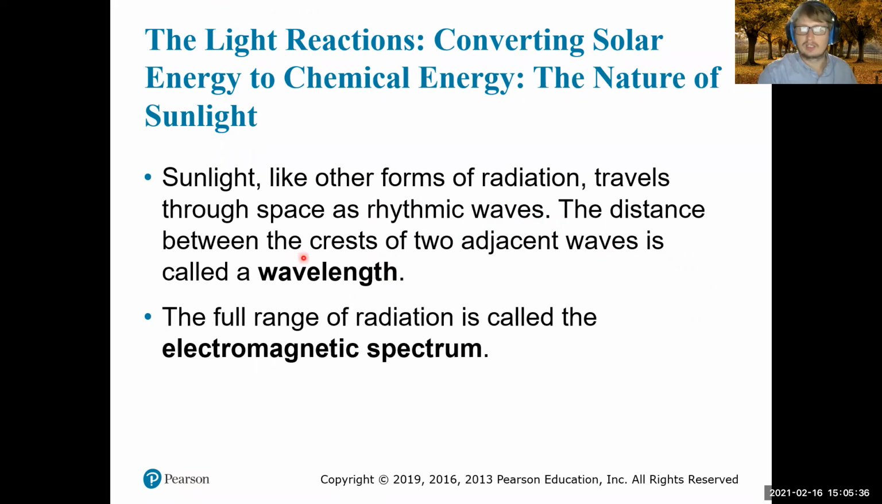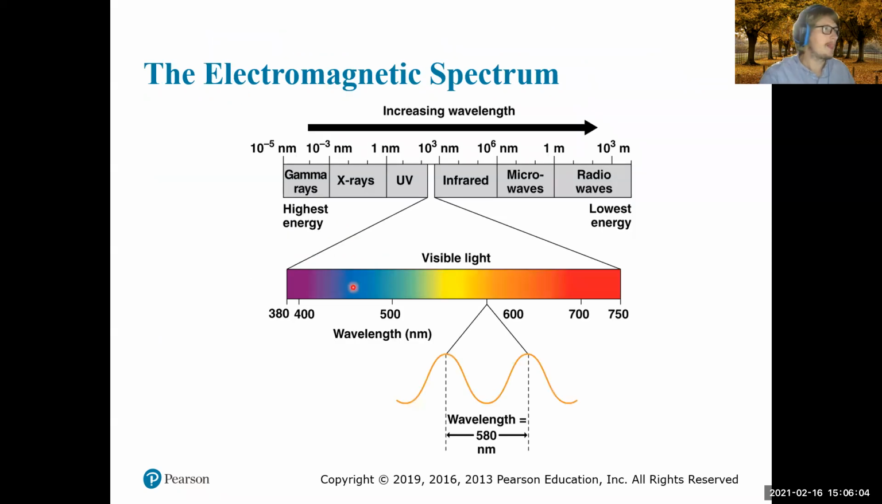And so we can look at the distance between two adjacent crests of a wave, and you can classify that as the wavelength. So the wavelength is basically the distance between two adjacent crests. And if you look at all of the wavelengths, so the full range of radiation, the full range of wavelengths, is called the electromagnetic spectrum. So here is a figure showing the electromagnetic spectrum.